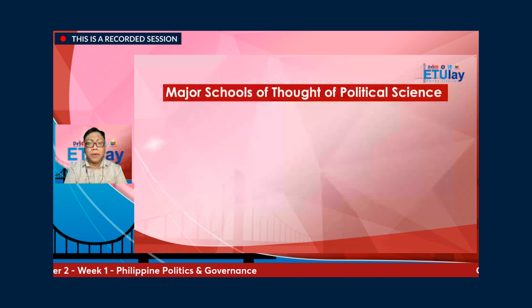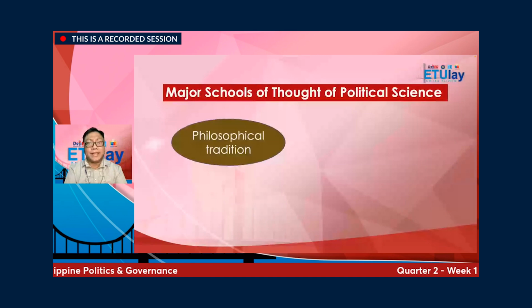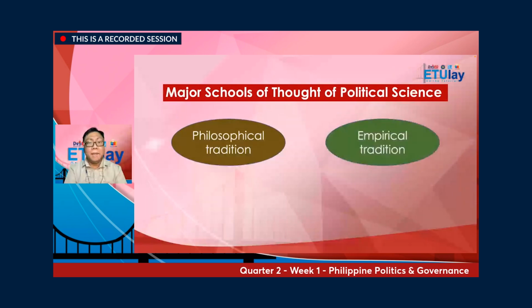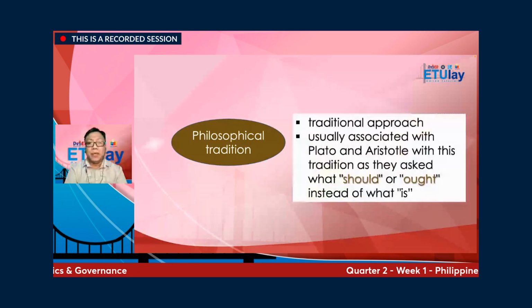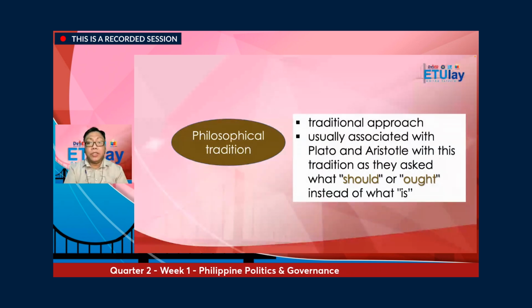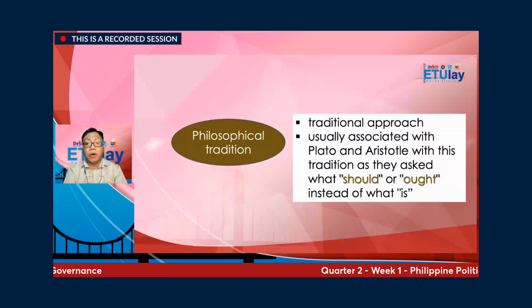So there are major schools of thought of political science. First is the philosophical tradition. Second, the empirical tradition. And third, the scientific tradition. Let's first talk about the philosophical tradition. The philosophical tradition, I should say, this is, of course, traditional. Way back in ancient Greece, usually Plato and Aristotle are associated with this tradition as they asked what should or ought to be instead of what is.